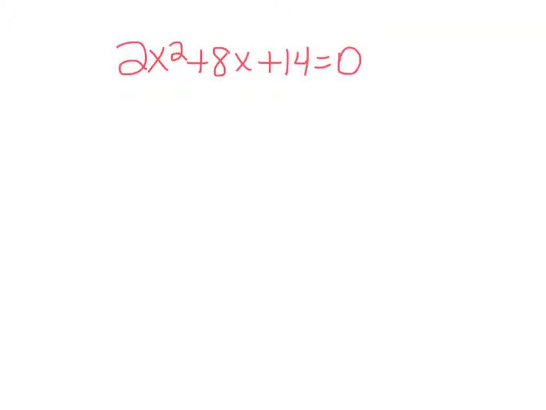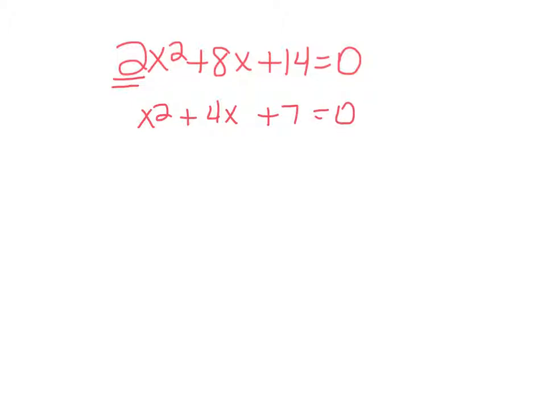Let's look at one more example of completing the square. The first step, remember, is that our leading coefficient has to be 1. In this case, our leading coefficient is 2. So we have to fix that. So in order to make that coefficient be 1, we need to divide everything in this equation by 2. When we do that, that's going to give us x squared plus 4x plus 7 equals 0.